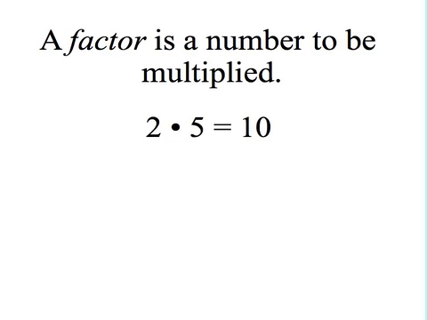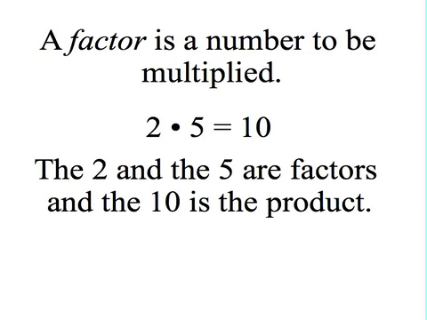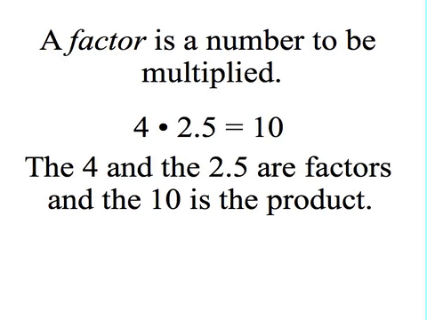Here's an example. 2 times 5 is equal to 10. The 2 and the 5 are being multiplied, so they are the factors, and the 10 is the product. Here's another example. 4 times 2.5 is 10. The 4 and the 2.5 are factors, and the 10 is still the product.